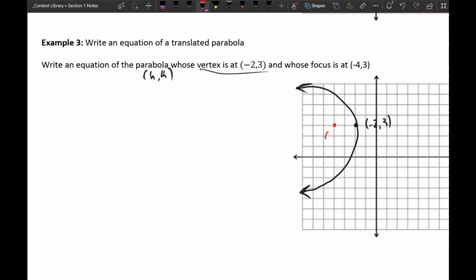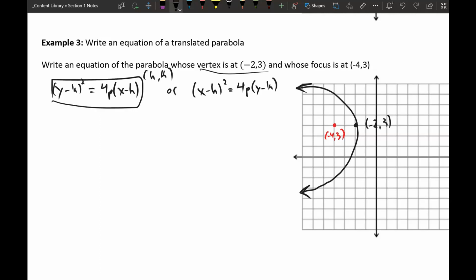We want to write the equation of this, knowing that we have this vertex, -2, 3, and a focus, -4, 3. So we have one of 2 options. It's either going to be y minus k squared equals 4 times p times x minus h, or x minus h squared equals 4 times p times y minus k. And which one is it going to be? If y minus k squared is isolated, it should open left and right. If x squared is isolated, it should open up and down. Since it opens left and right, this is the one we want.